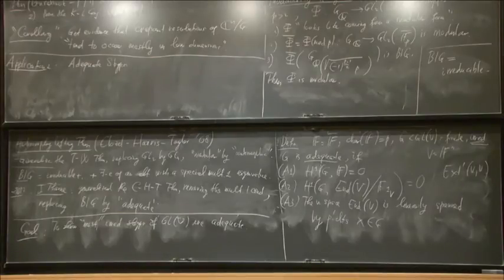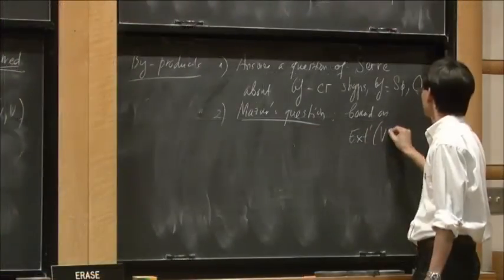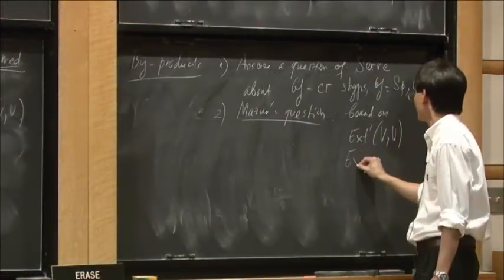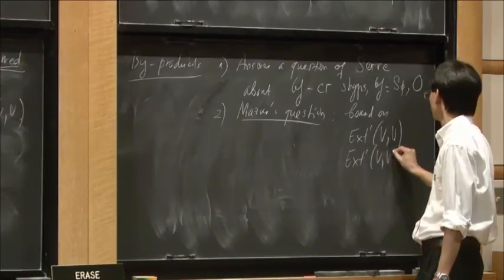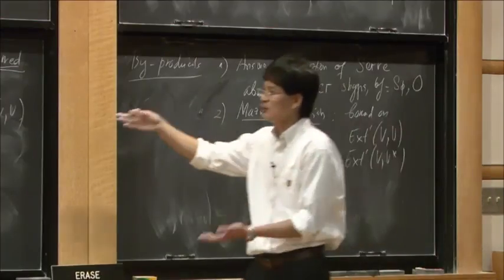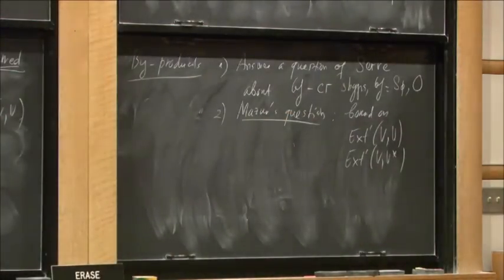So we get a bound on the Ext^1 between V and V, and also Ext^1 between V and V dual, in the situation that we have in this theorem.